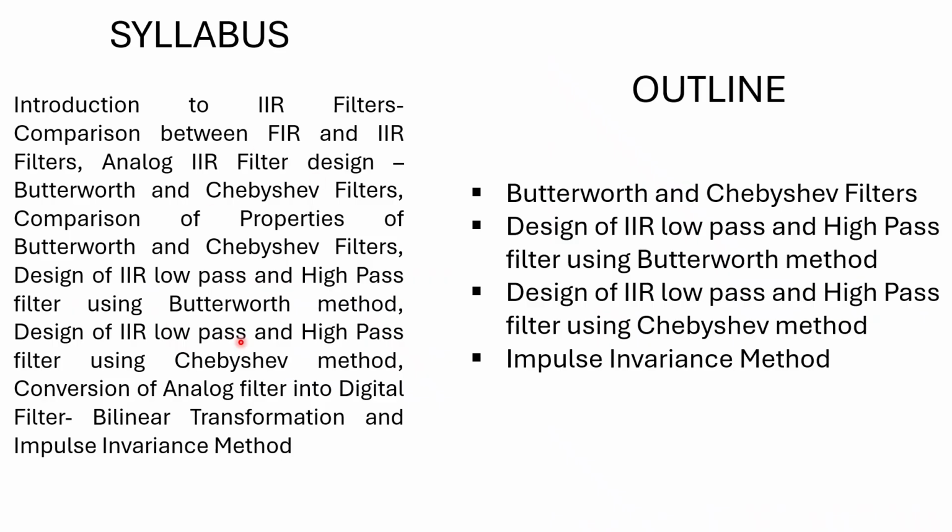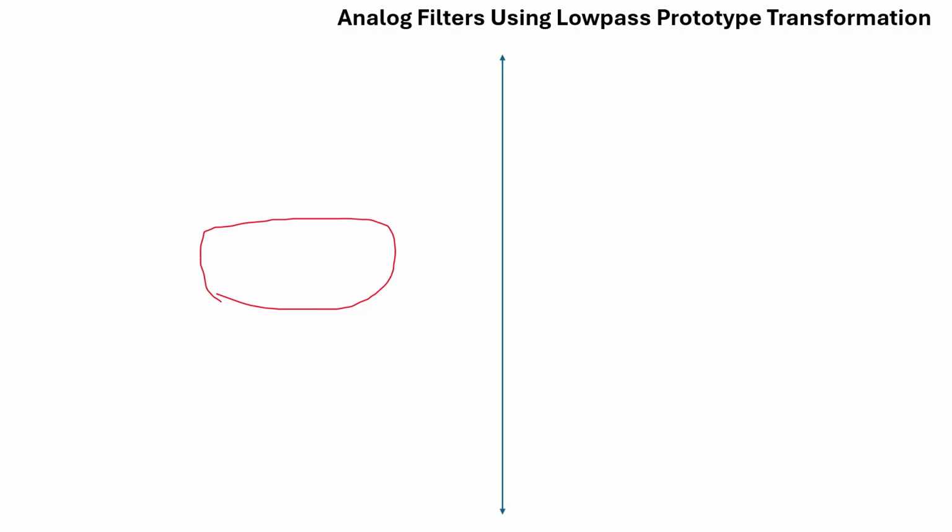So here is the syllabus for this fifth unit, and here are the contents that we are going to take in this session. Right? So let's go ahead. The first question is, how will you design the filter? In our previous session we discussed how to design the analog type of filter.